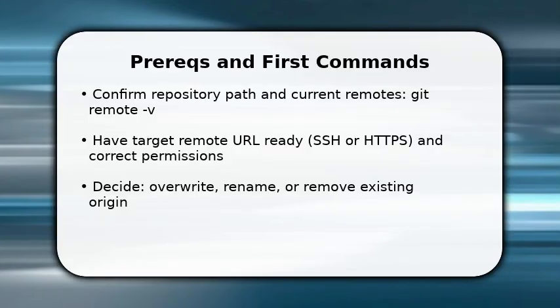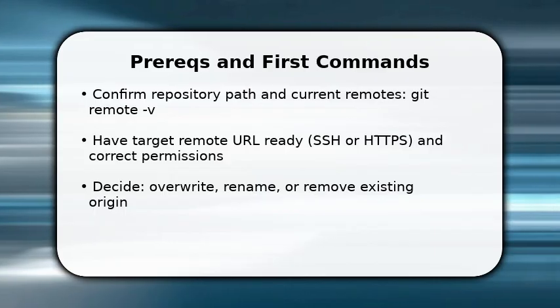You begin by verifying the repo and existing remotes. Run git remote -v to list them. Once done, keep the URL you intend to use handy and confirm you can authenticate.